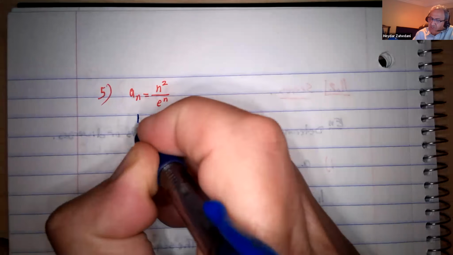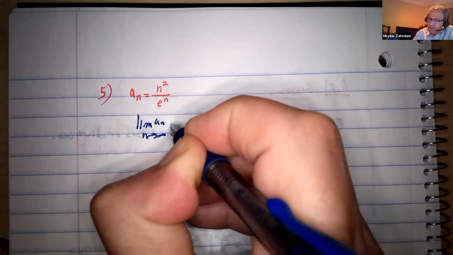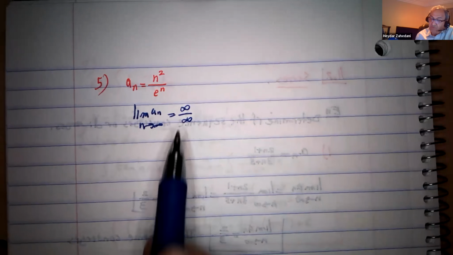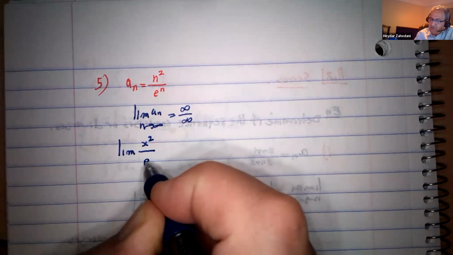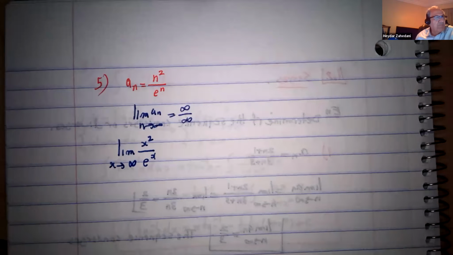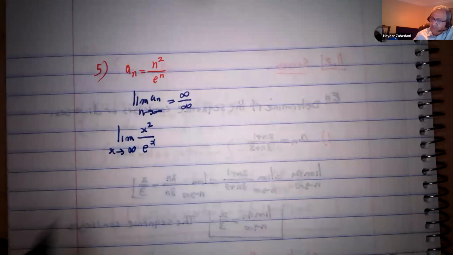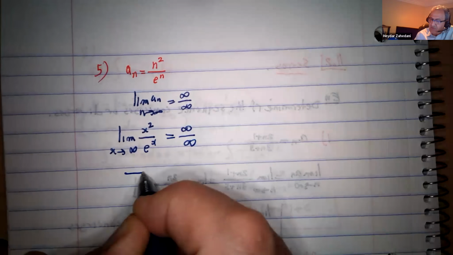Make sure to remember this one. When you want to check it, you say the limit as n goes to infinity is infinity over infinity. If you want to use the L'Hopital rule, you have to rewrite it. Don't write it as an n, you will lose points on the test. It's going to be x squared over e to the x, as x goes to positive infinity. Now it's a continuous function, so you can talk about the derivative. This is infinity over infinity, so I can use the L'Hopital rule.